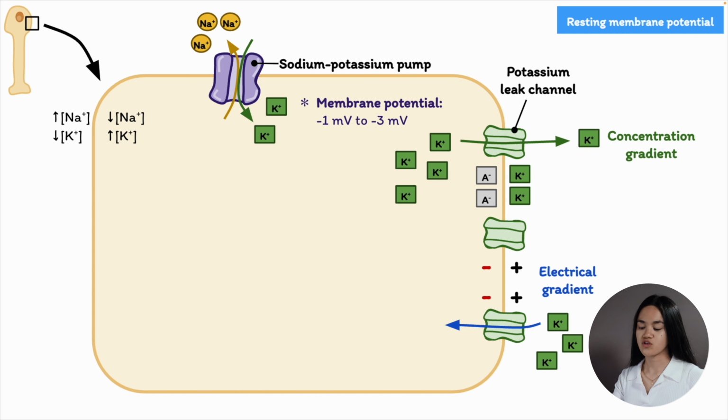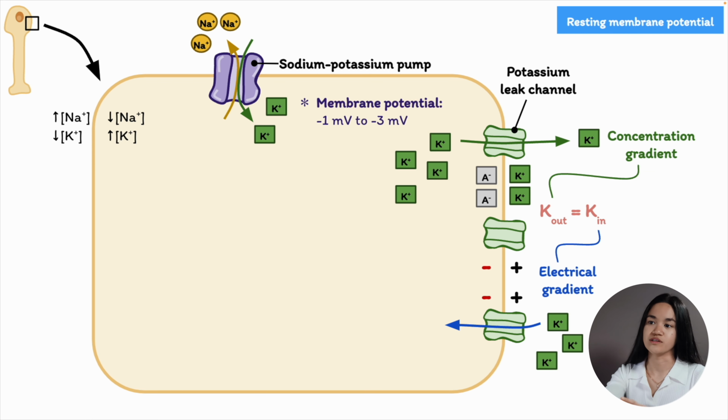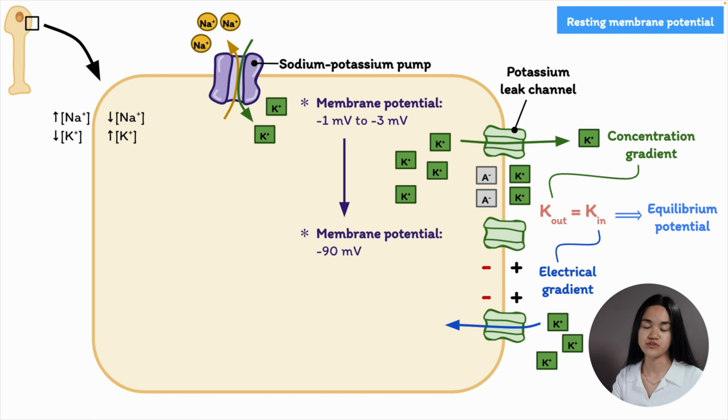At the start, the concentration gradient will be greater than the electrical gradient, so there's going to be a net movement of potassium out of the cell. But over time, the movement of potassium out of the cell due to the concentration gradient would equal the movement of potassium back into the cell, as the electrical gradient would also become stronger. So the movement of potassium outside the cell would eventually equal the movement of potassium into the cell. This is known as the equilibrium potential for potassium. Potassium will bring the membrane potential to negative 90 millivolts.